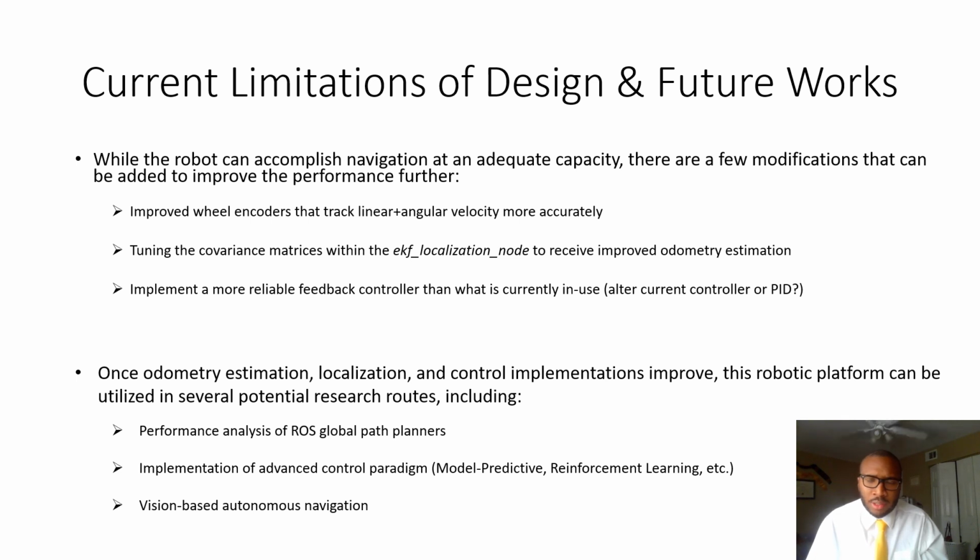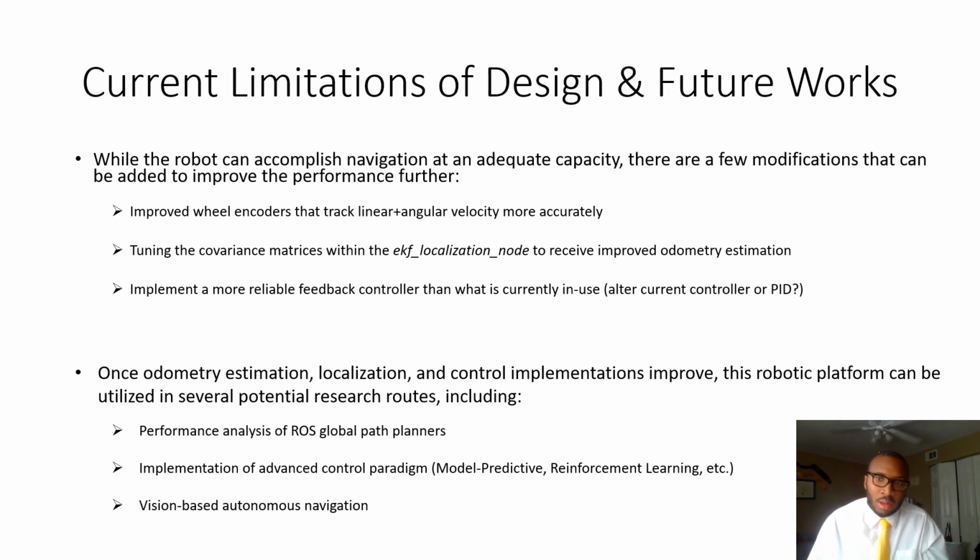Also, for future works, once the odometry estimation, localization, and control implementations above are all improved, this robotic platform can be utilized in a wide range of different potential research routes. Some of them including the performance analysis of different ROS global path planners, and I touched on this a little bit before. I could compare the performance metrics of A-star and Dijkstra's algorithm in order to be able to determine which one is more optimal in certain situations.